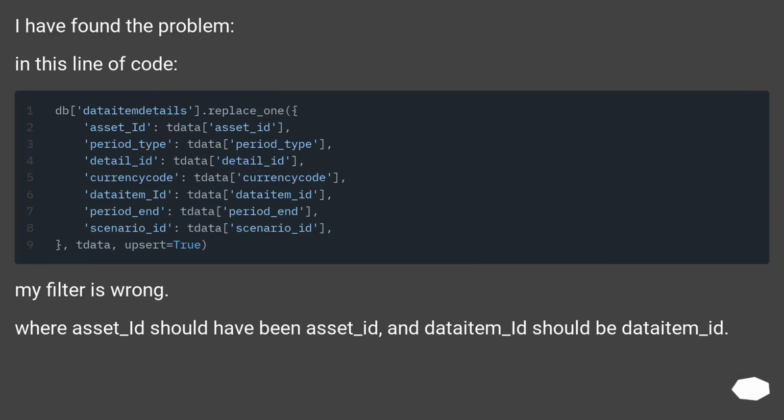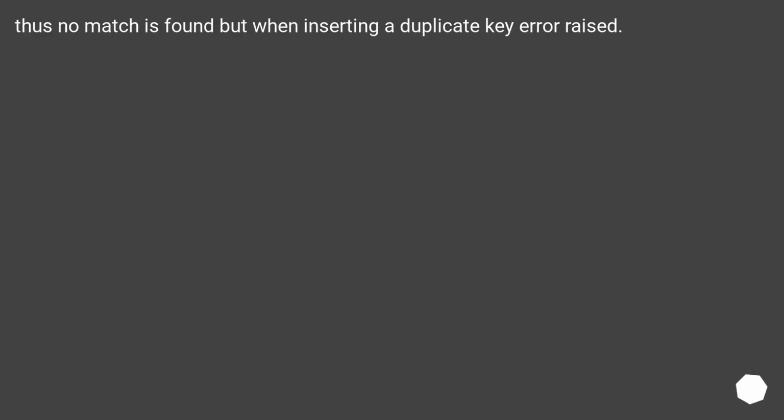I have found the problem. In this line of code, my filter is wrong. Where asset_id should have been asset_id, and datatum_id should be datatum_id. Thus no match is found, but when inserting, a duplicate key error is raised.